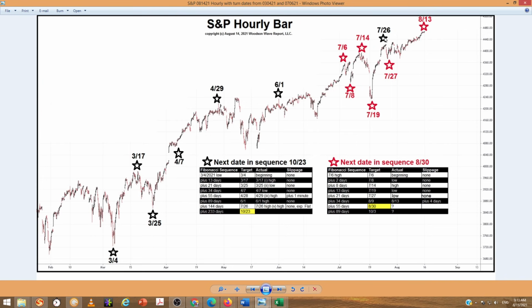This even caught that 7/26, which is most likely an expanded flat high over there. We'll get into that later. The next turn date in this sequence is October 23rd. And then from that expanded flat on July 6th, you can see that A down, B up, C down there. We'll get into that with the next chart. This shows the next turn date in the sequence is August 30th. That's why I say the next 2 weeks ought to be interesting. If I could draw this up, the math is absolute, okay? It's going to do what it's going to do.